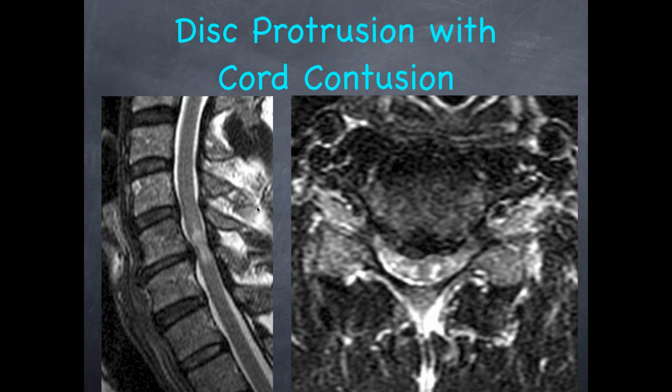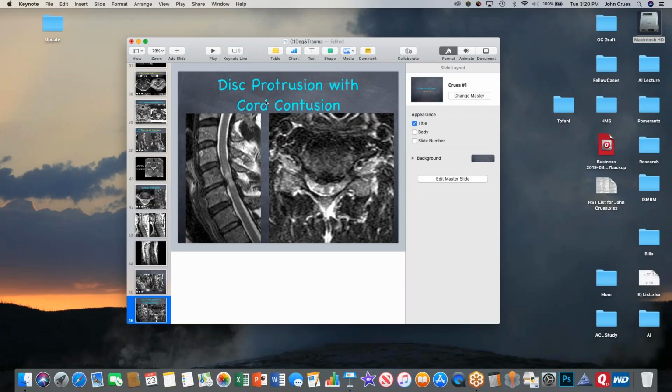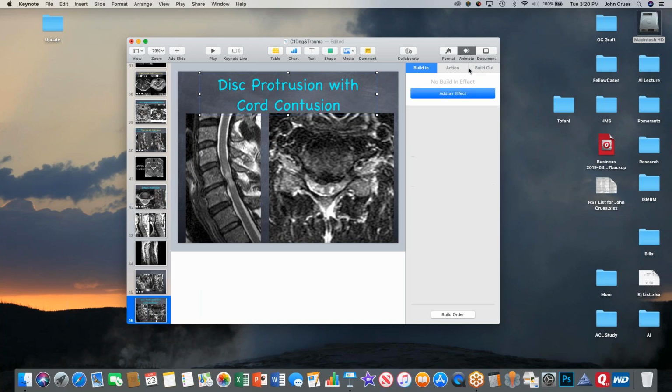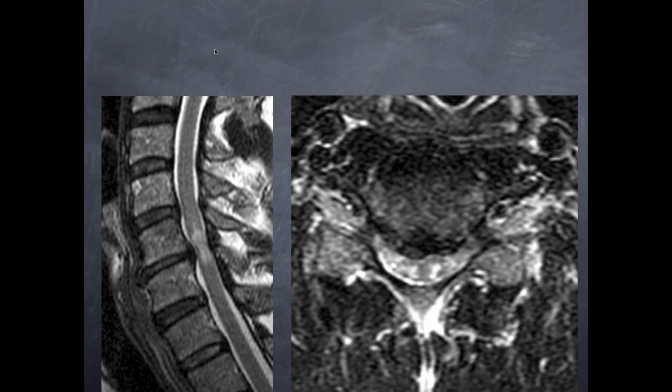So yeah, there's a protrusion and there is increased signal in the cord. Okay. Yeah. And then here we can see a lot of increased signal in the cord. So what do you think is the cause of this signal? Well, it's getting squished by the disc.